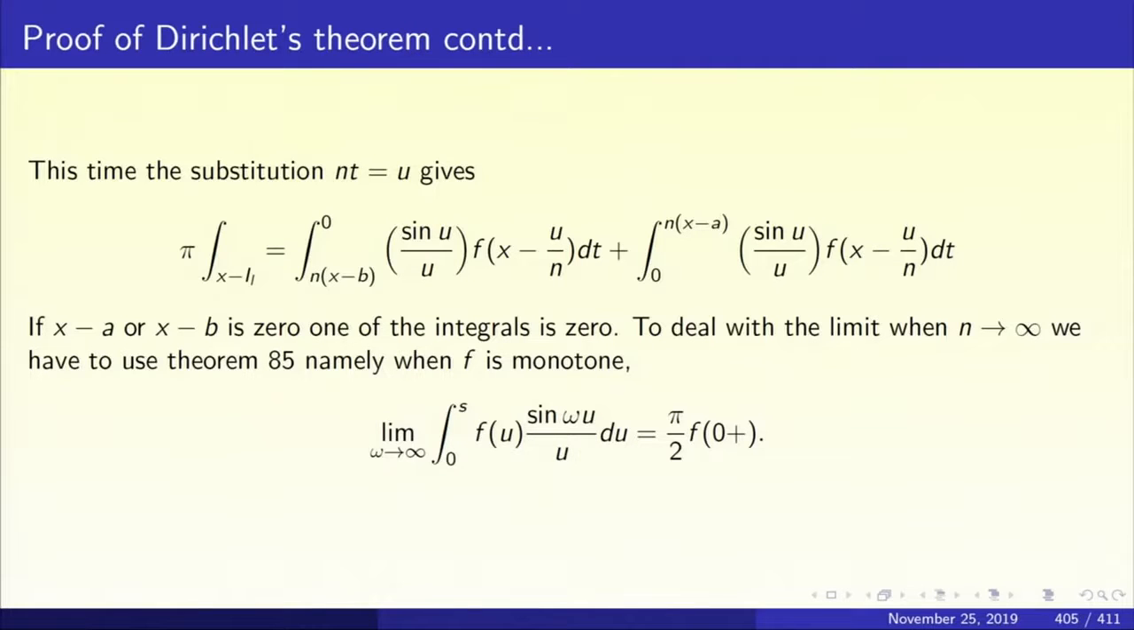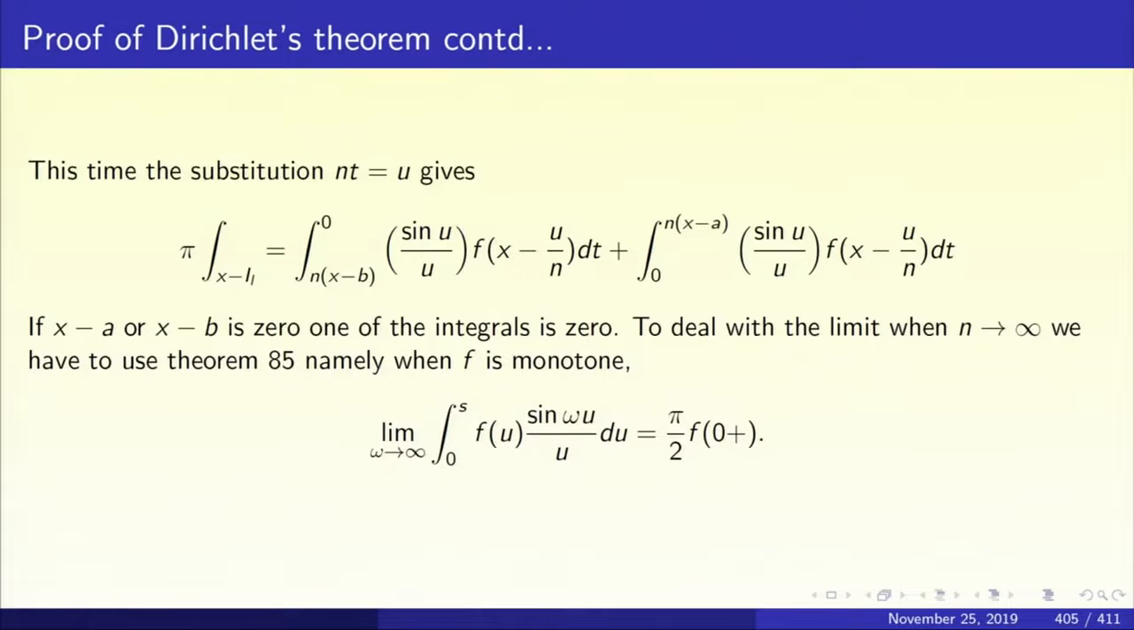Now if x minus a or x minus b is 0, then one of these will drop out. If x minus a is 0, then the second one will drop out. If x minus b is 0, the first one will drop out. There is no point in writing those integrals. So now we need to deal with this as the limit as n goes to infinity. So we have to use theorem 85. What is theorem 85? We use Bonnet's mean value theorem to derive a corollary, which is going to be used. Remember theorem 85.